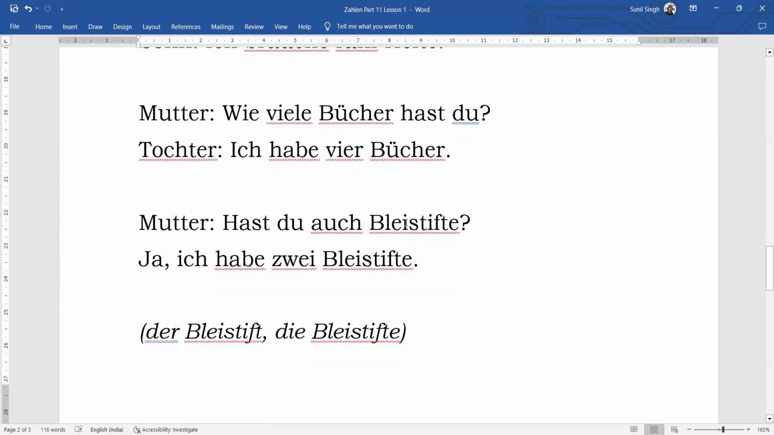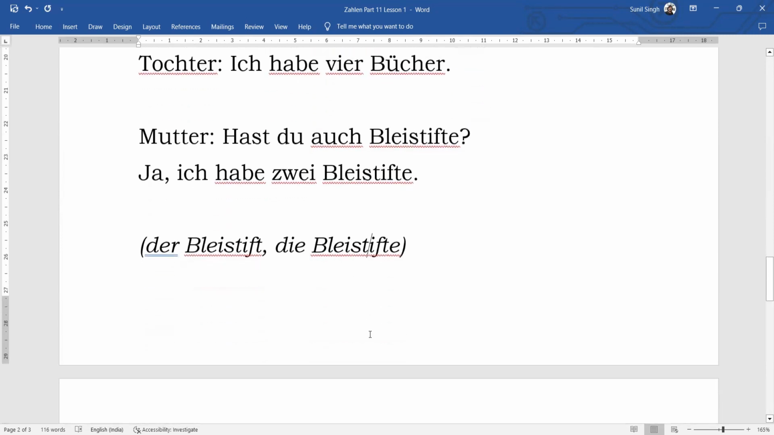Mutter: Hast du auch Bleistifte? Bleistift means pencil. ई लग गया तो प्लूरल हो गया, meaning pencils. Hast du auch? Auch means also. Do you also have pencils? Ja, ich habe 2 Bleistifte. I have 2 pencils. So it is der Bleistift und die Bleistifte is the plural form.